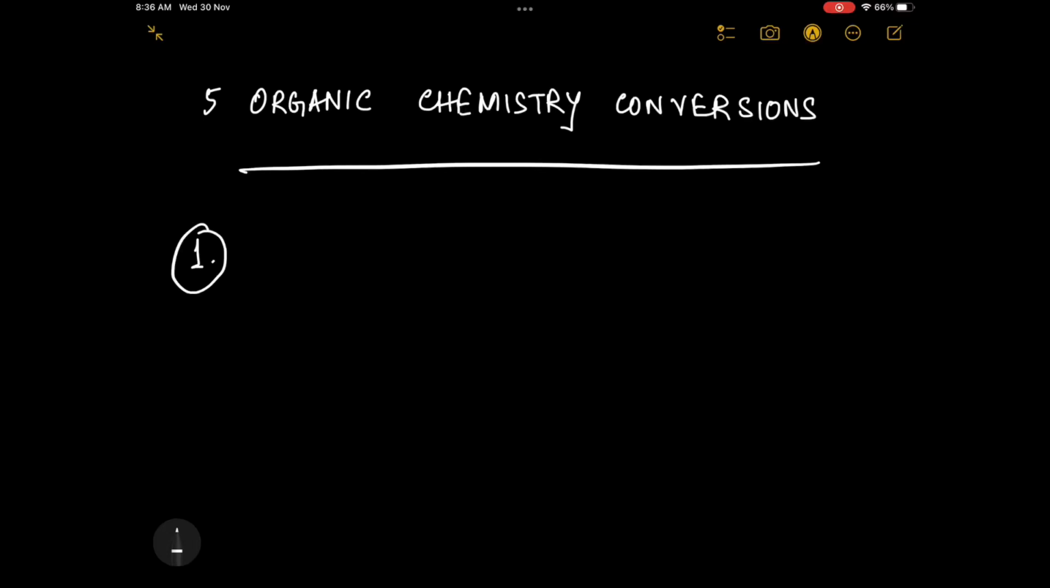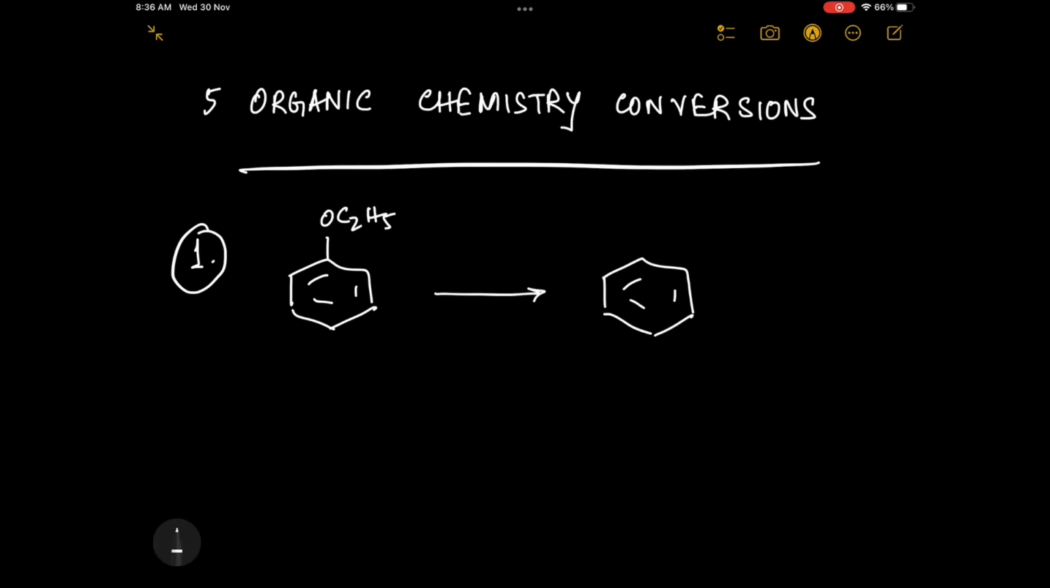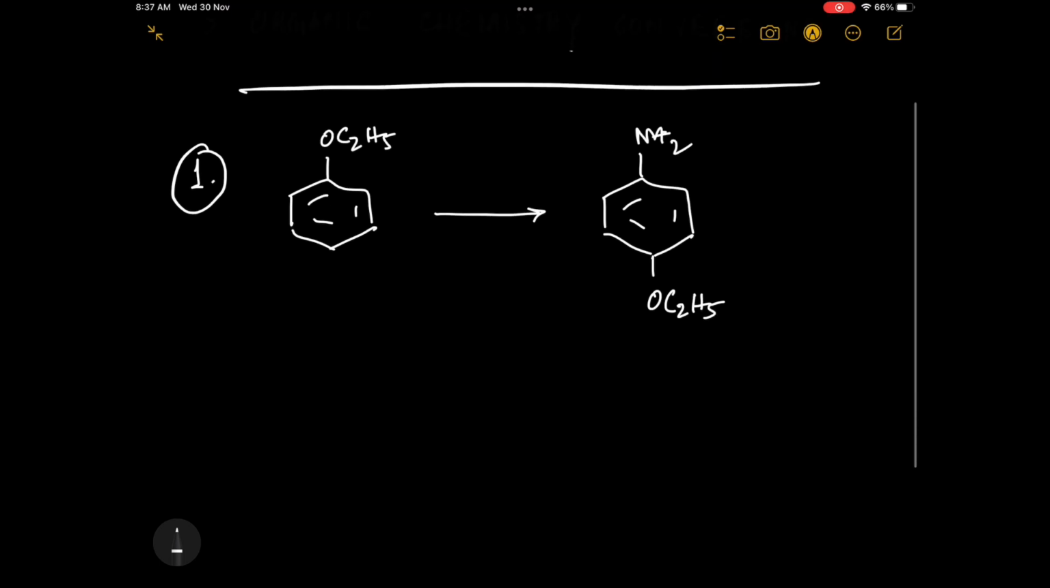Hello everyone. So in this video we'll be checking 5 organic chemistry conversions. So let us check the first question. As you can see, we have been given a phenetole compound. This is an ether actually, ethyl phenyl ether, and we have to convert it into the aniline derivative. So it will become the para ethoxy aniline.